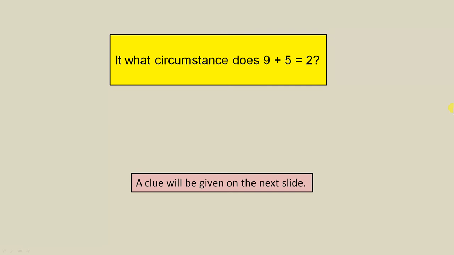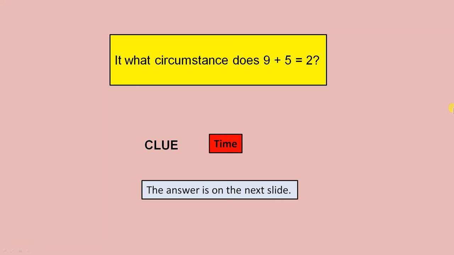Okay, as promised, here is your clue if you need it, but if you haven't solved it, let's see how you go with this clue. In what circumstance does 9 plus 5 equals 2? And the clue I give you today is time. So the answer is on the next slide, and in about 1 minute's time I will give you the answer. So good luck with this clue if you haven't already solved it.